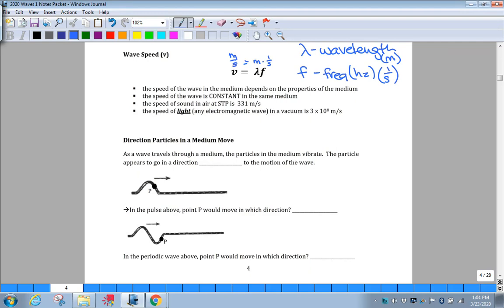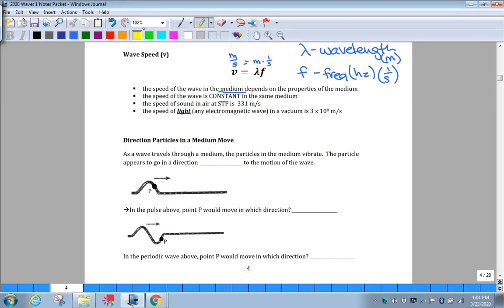Okay? And a couple of these facts are really important. First off, the speed of a wave in a medium depends on the properties of the medium. So whether we're traveling through air or water or a solid material, the speed of the wave will depend upon the medium it's traveling in.